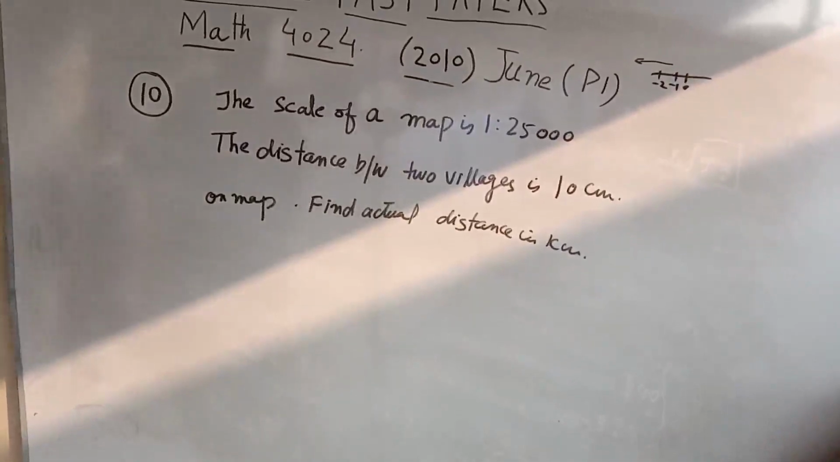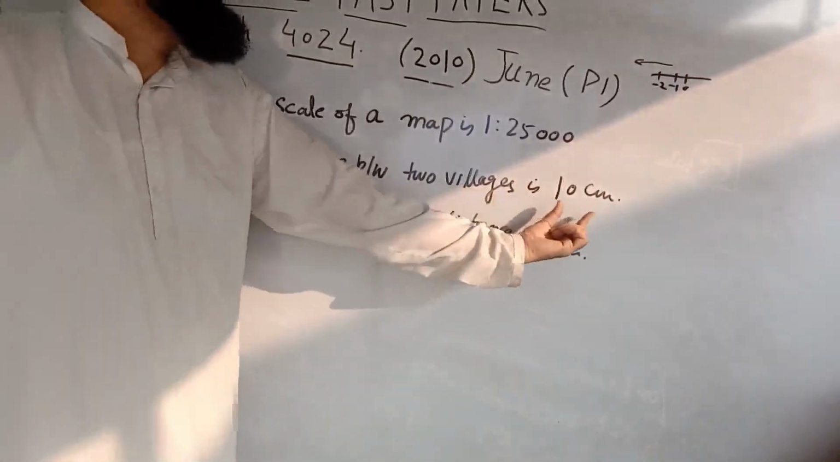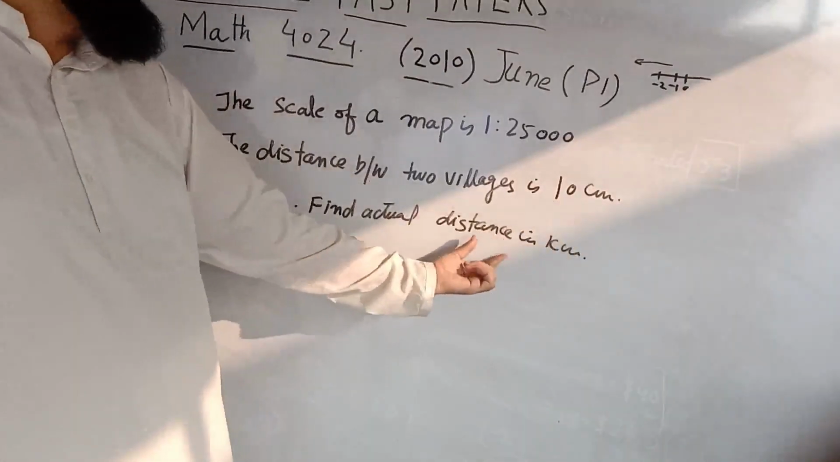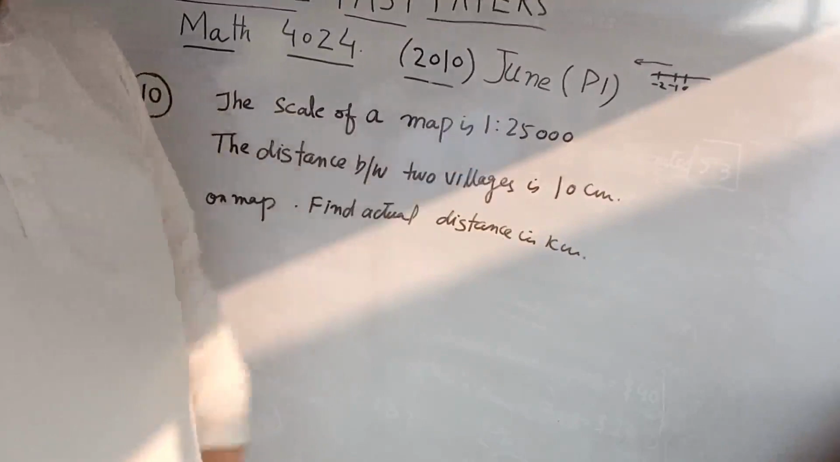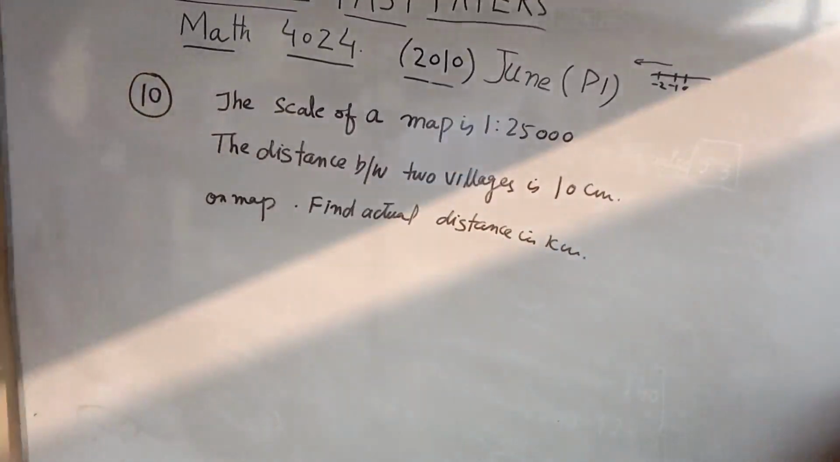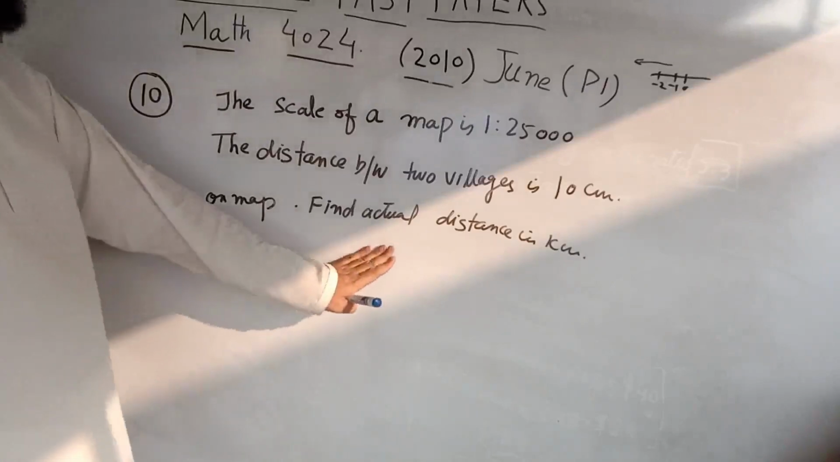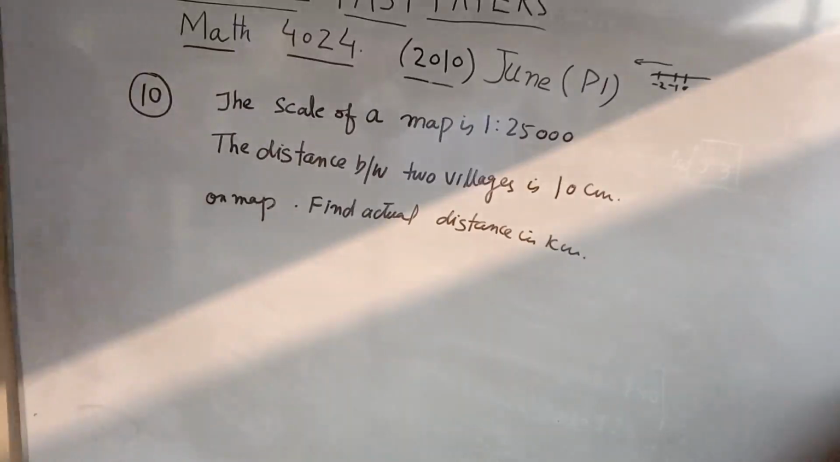The question is, the distance between two villages is 10 centimeters on a map. Find the actual distance if the scale of the map is 1:25,000. It means 25,000 actual centimeters is shown as 1 centimeter on the map. This is a map scale question. When we have to find the actual, we multiply.